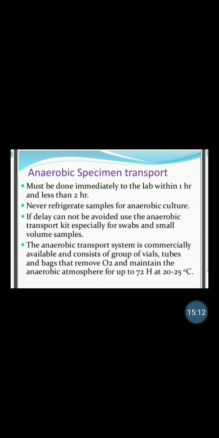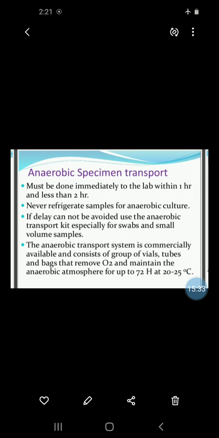Then transport must be done immediately to the lab, within 1 hour or less than 2 hours. Then next, never refrigerate the sample for anaerobic culture. These are the things. First, transport immediately to the lab within 1 hour or less than 2 hours. Second, never refrigerate the sample for anaerobic culture. Then, if delay cannot be avoided, use the anaerobic transport kit, especially for swab and small volume samples.